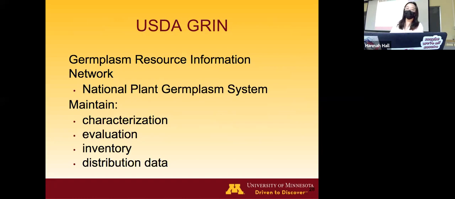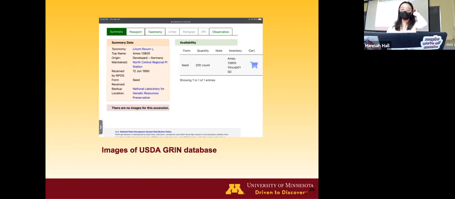So some more information on the USDA GRIN system. It stands for Germplasm Resource Information Network and is run by the National Plant Germplasm System. And they work to maintain the characterization, evaluation, inventory, and distribution of different germplasm data. So here are some pictures from the database. So you can see that they have the ability to provide information on just a basic summary, the taxonomy, and then different observations if the data is available to input.